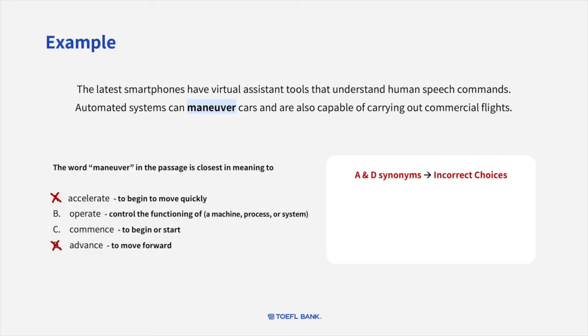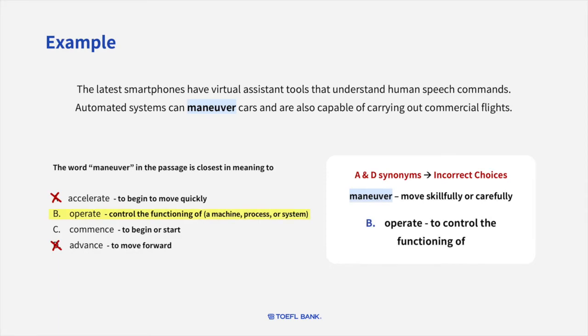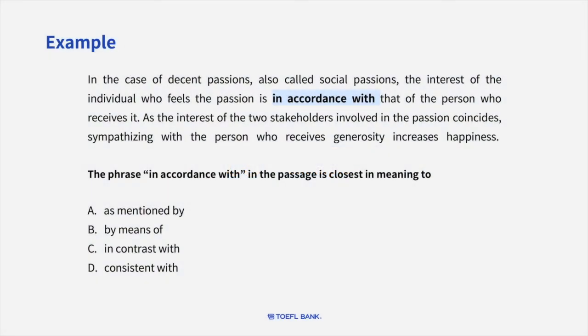The given word, maneuver, means move skillfully or carefully. Commence means begin or start. And operate means control the functioning of a machine, process, or system. Operate has the closest meaning to maneuver, and the answer is B. This is the last question. Pause the video and solve the problem.